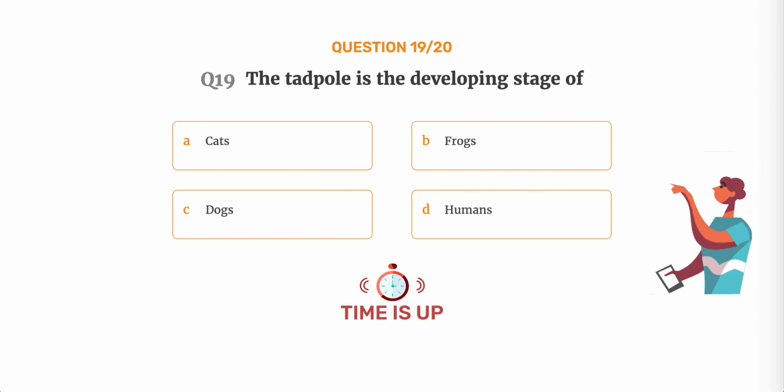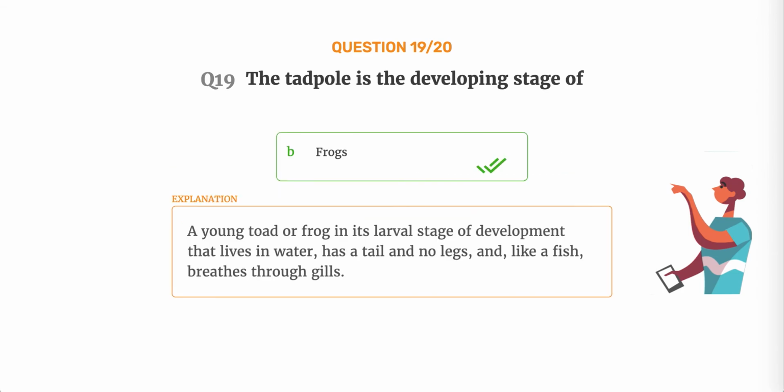The correct answer is option B, frogs. A young toad or frog in its larval stage of development that lives in water, has a tail and no legs, and, like a fish, breathes through gills.